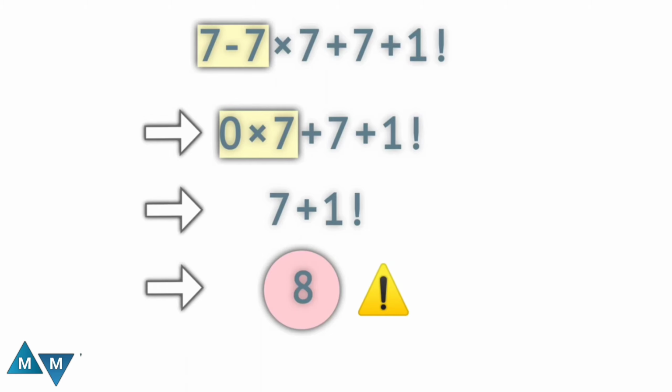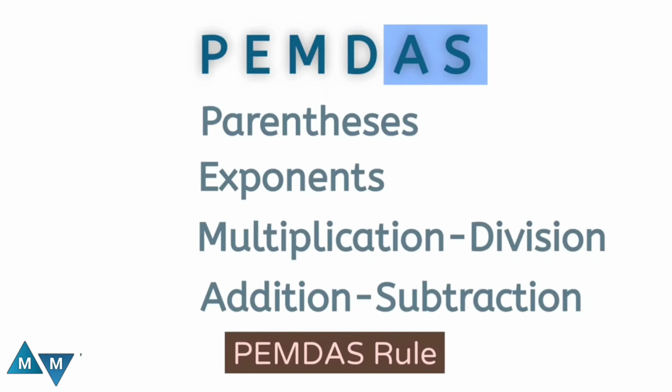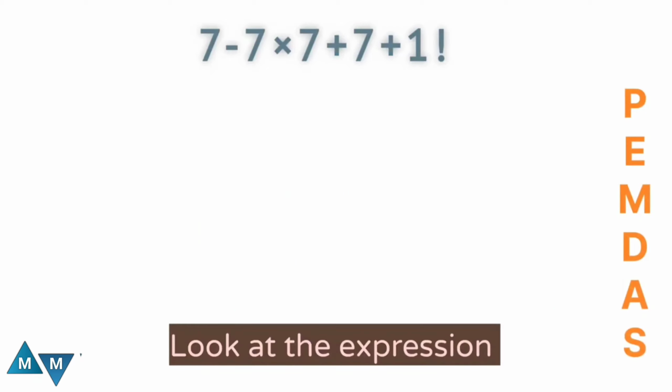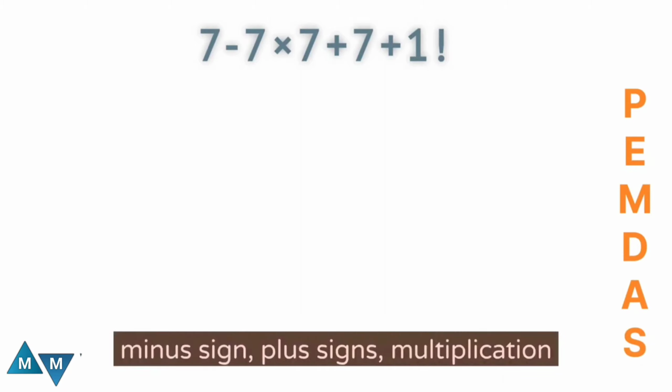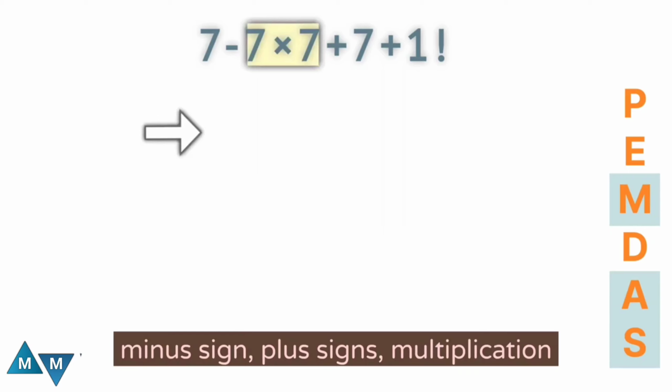Okay, to get the correct answer, let's first understand the PEMDAS rule, as it helps to determine the sequence in which mathematical expressions should be evaluated to ensure accurate results. So in this expression, we have a minus sign, plus signs, and a multiplication sign. Of course, the multiplication has a higher priority. So we perform multiplication first. So 7 times 7 will be our first move, which is equal to 49.